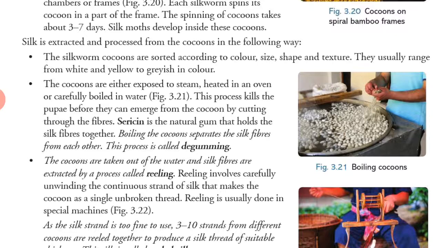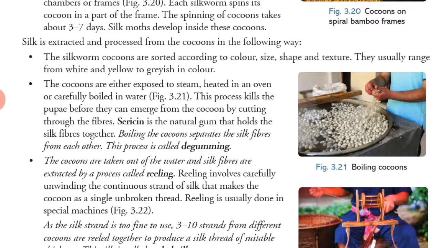Sericin is a natural gum that holds the silk fibers together. Boiling the cocoon separates the silk fibers from each other. This process is called degumming. The cocoons are taken out of water and silk fibers are extracted by a process called reeling.